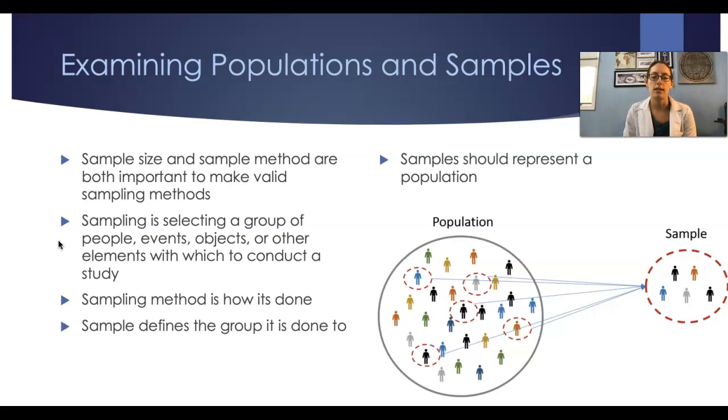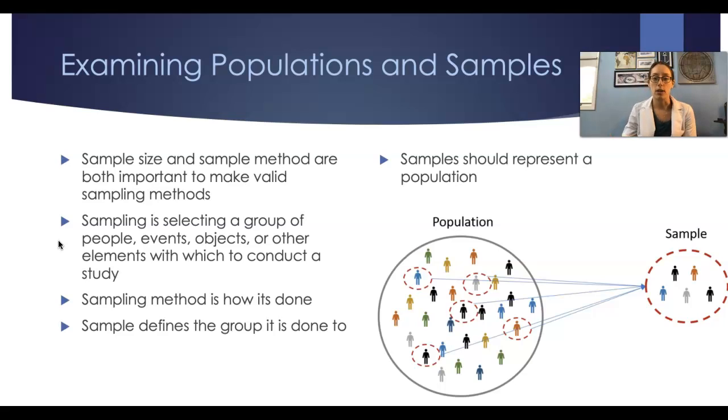Sample size and sample method are both really important to making valid sampling choices. If you don't have the right sample size or the right sample method, you end up with a study that really doesn't represent what you're trying to say. Sampling by itself is just selecting that group of people, events, objects, or other elements you're trying to study. The sampling method is how that's done, and the sample defines the group that it's done to.